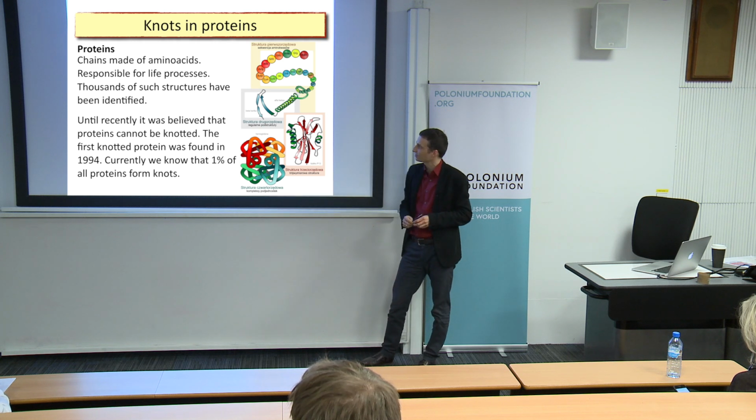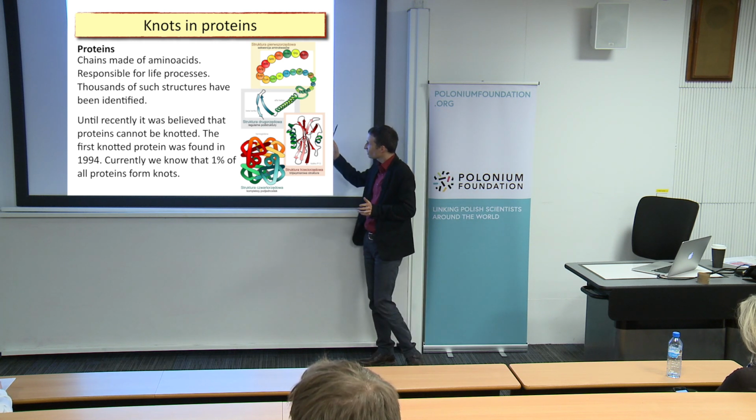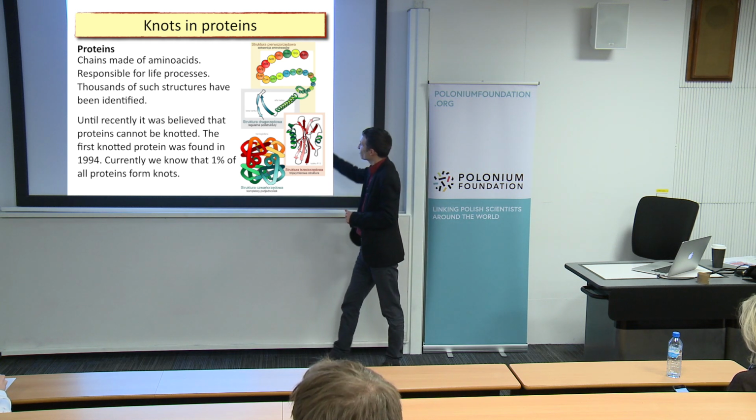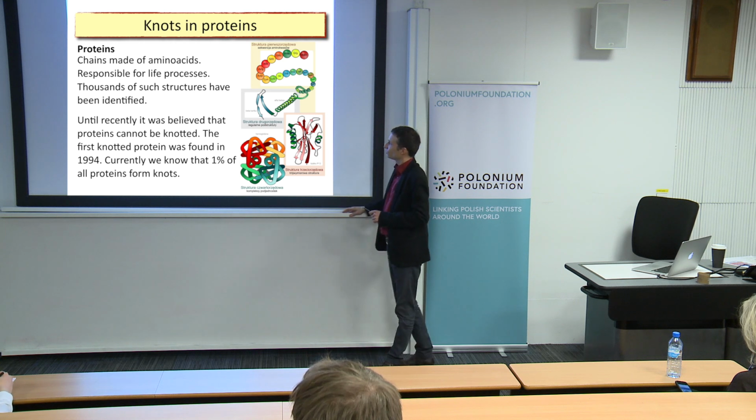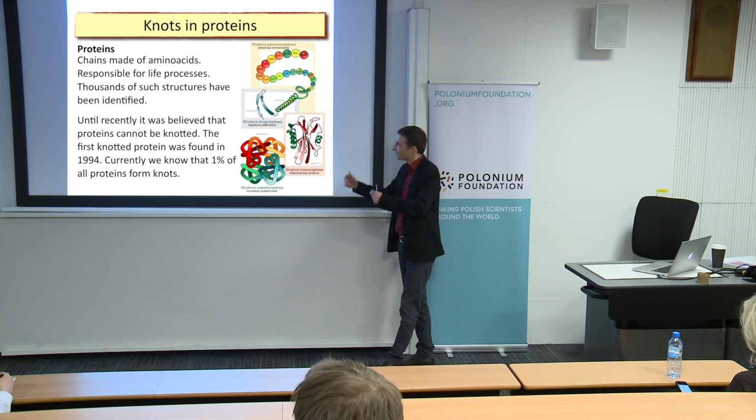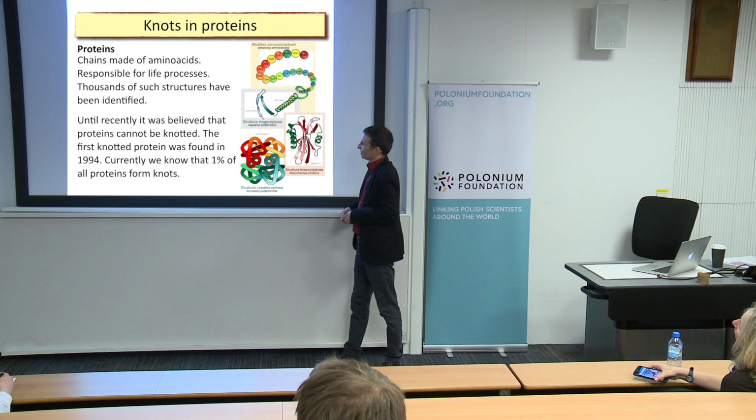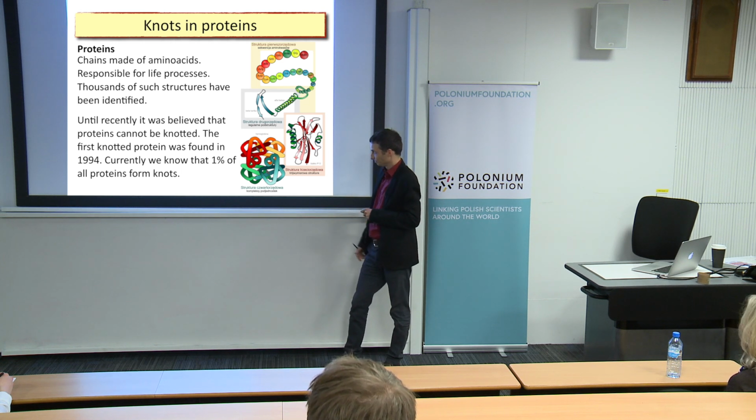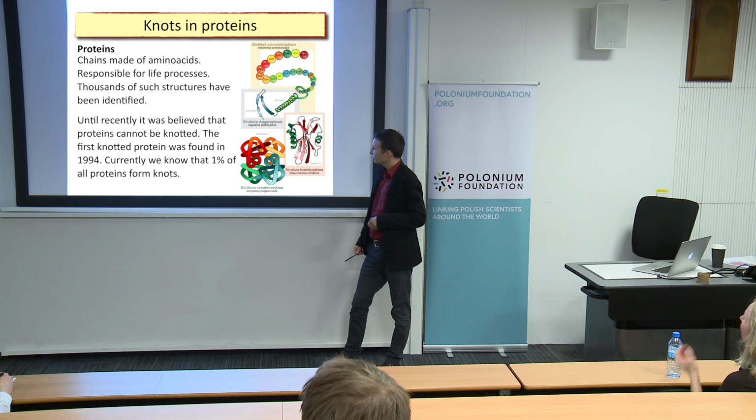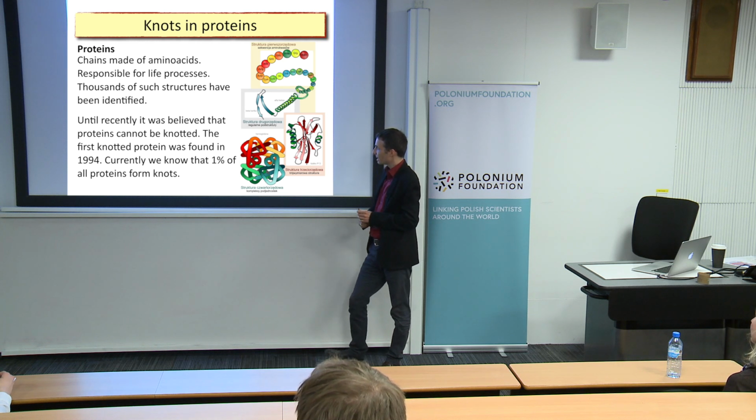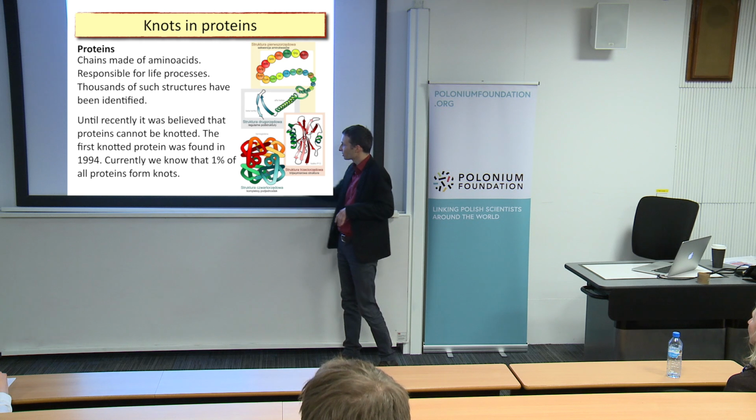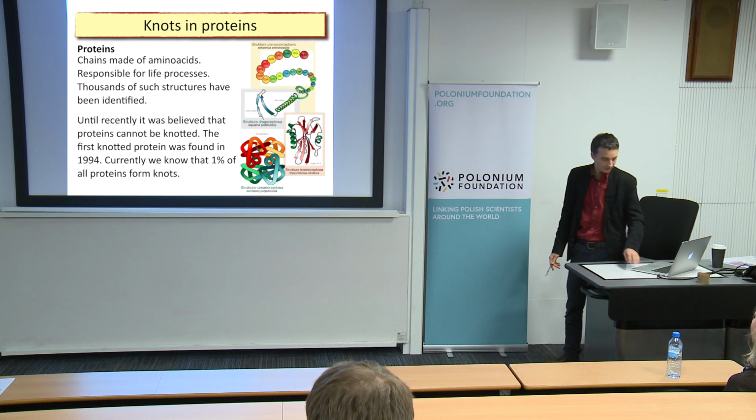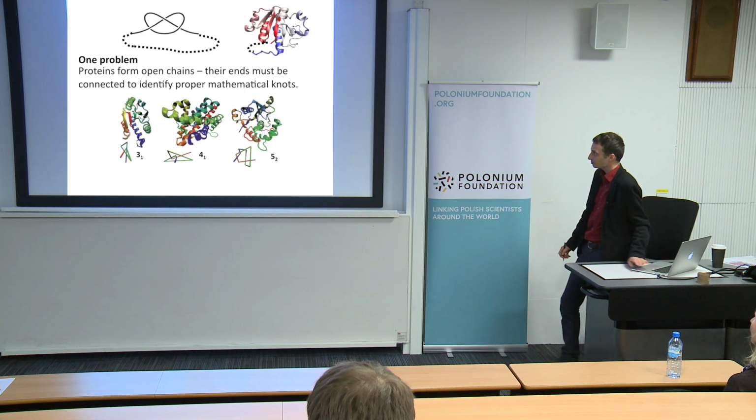For many years, people thought that such proteins cannot be knotted. But in 1994, as you see, the first example of such a knotted protein was found, and from that time people started looking at searching for knotted proteins, and it turned out that there are many of those. This is also some research I've been involved in. Now we know that around 1% of all proteins form knots, but there are many proteins, so this 1% is in fact a lot of structures.